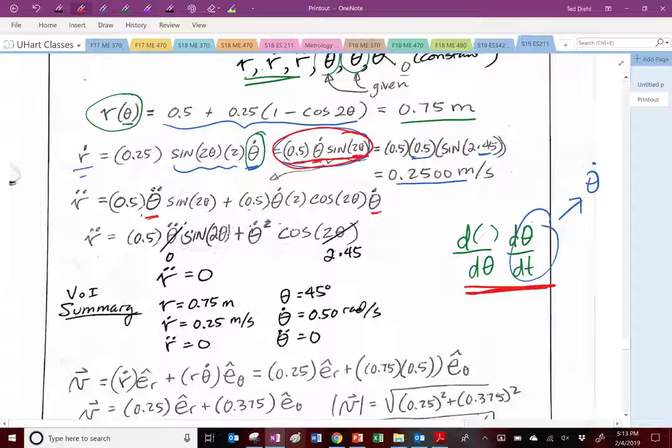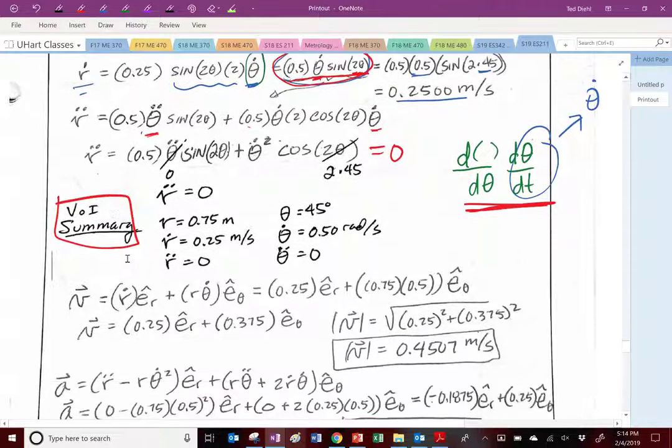Plugging in numbers, we get the very boring result that this actually equals 0, because the first term, theta double dot, is 0, and for the cosine of 2 theta, 2 times 45 is 90. The cosine of 90 is 0, so that ends up being 0. So right down here, we could do the summary of our variables of interest.